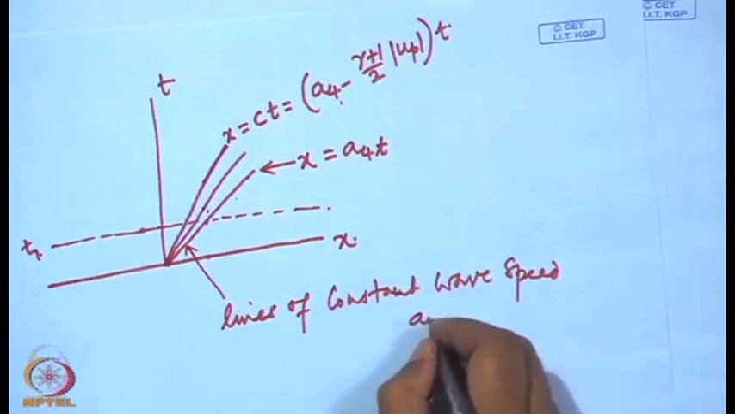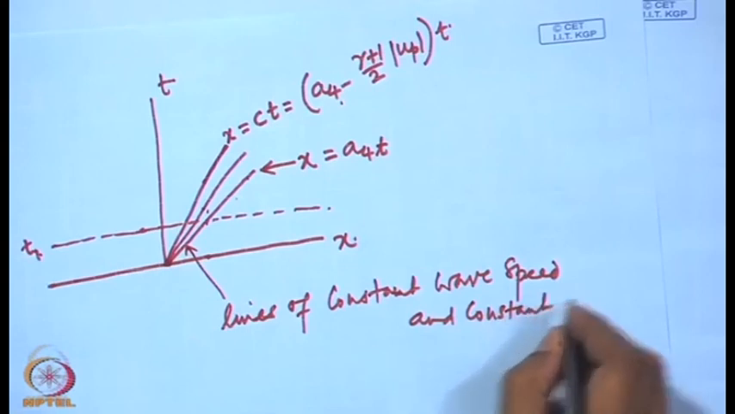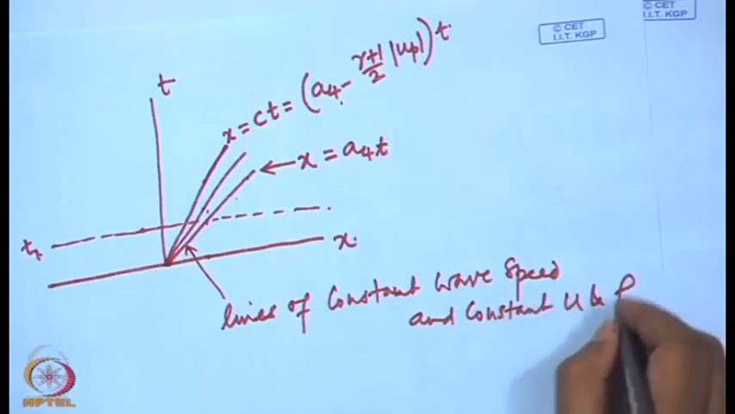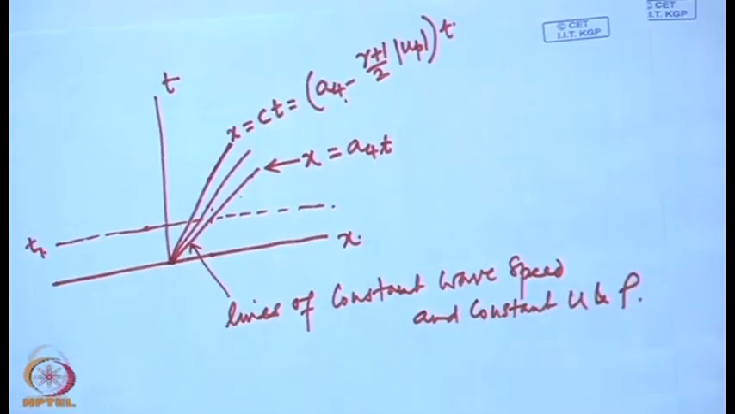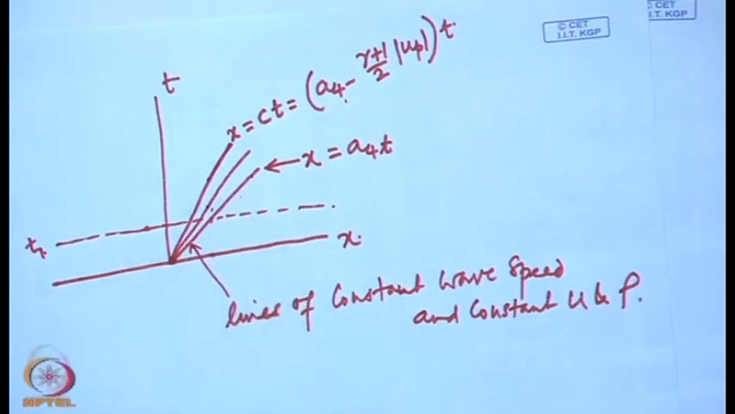and of constant u and rho. Hence, these are basically characteristic lines. As time increases, this fan becomes wider and the wave becomes flatter and flatter, and the gradients of velocity, density, pressure, temperature become smaller and smaller. Thus, the waves always remain isentropic.